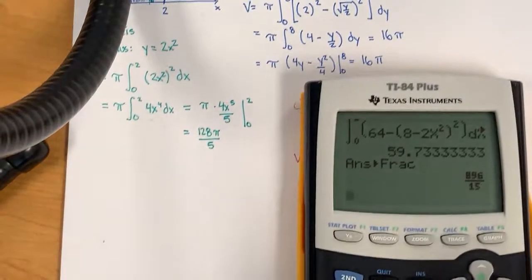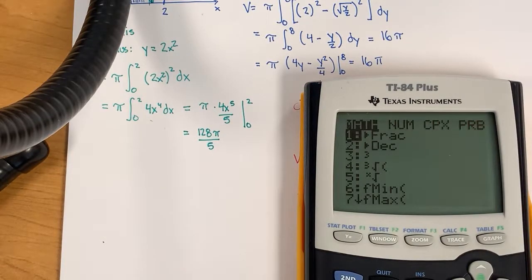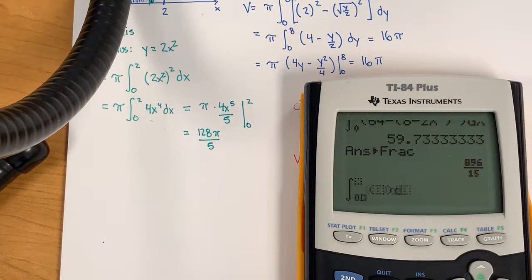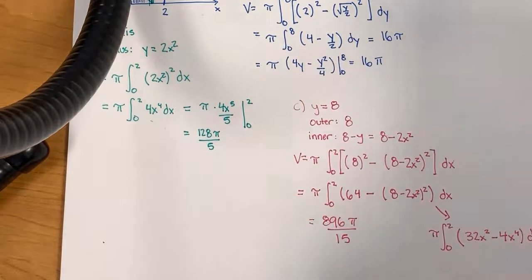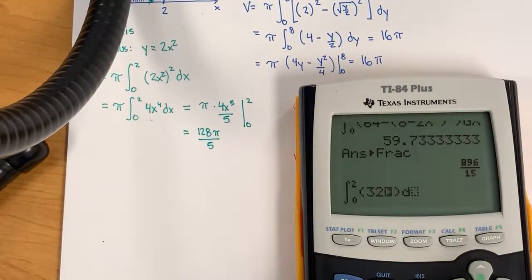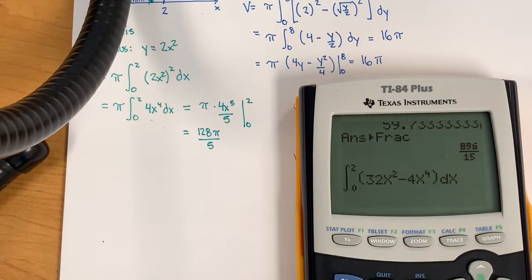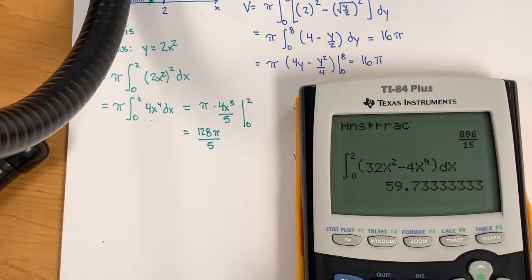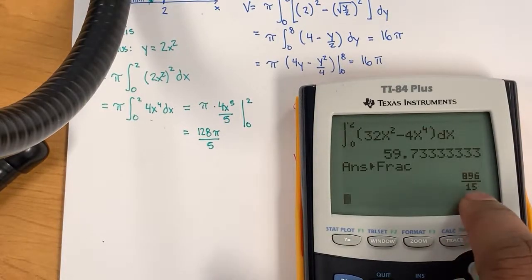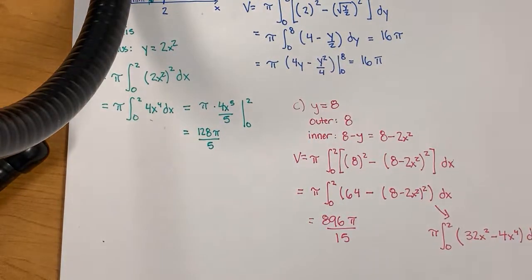And let's see if we get the same thing. So math 9, integral from 0 to 2 of 32x squared minus 4x to the fourth dx. And so we still get the 896 pi over 15 either way.